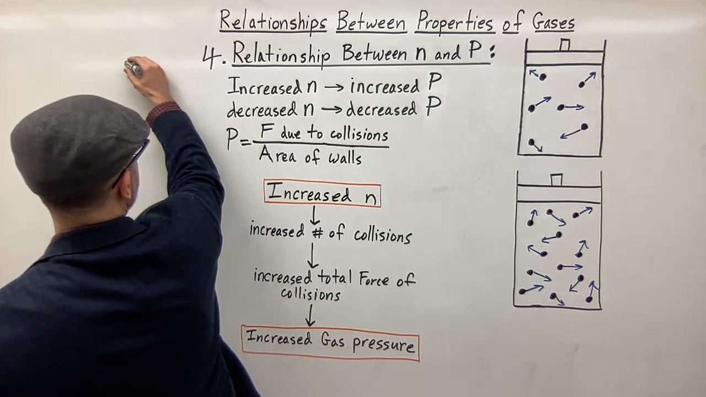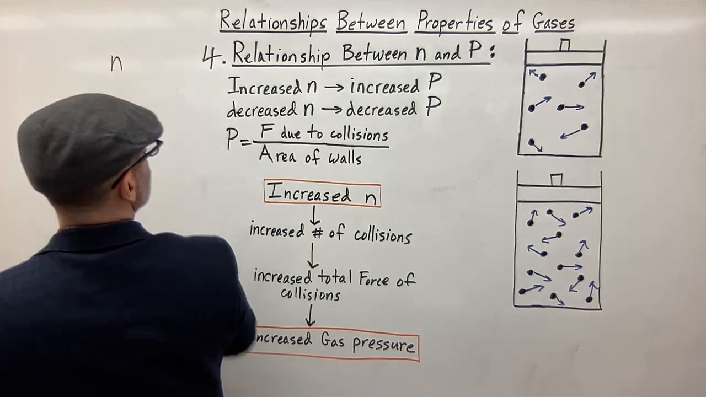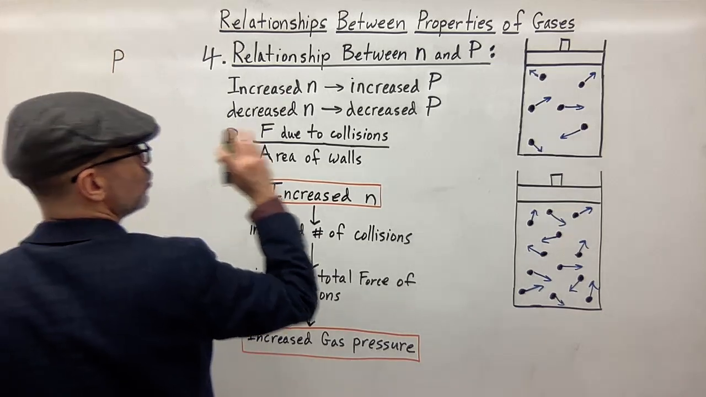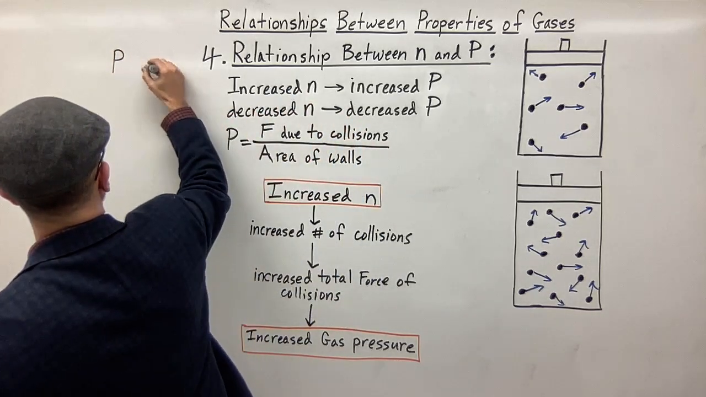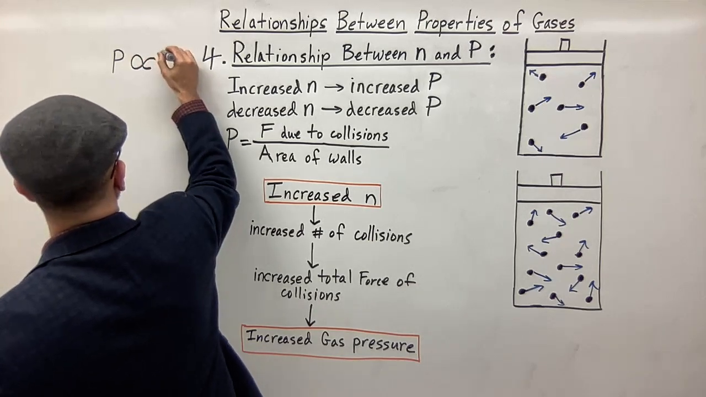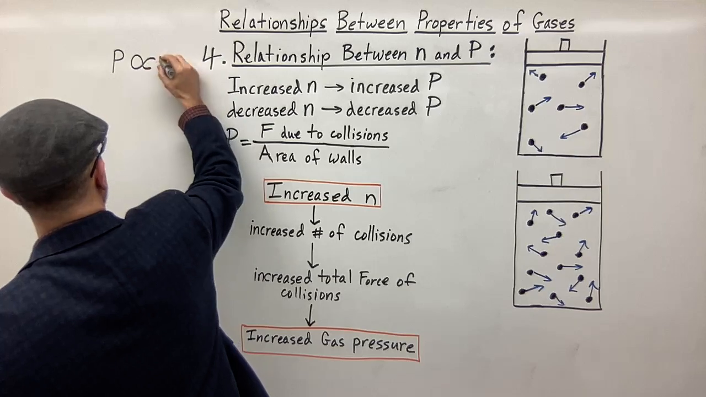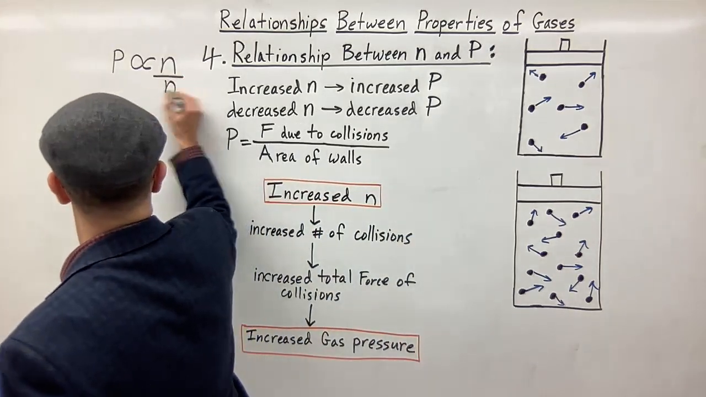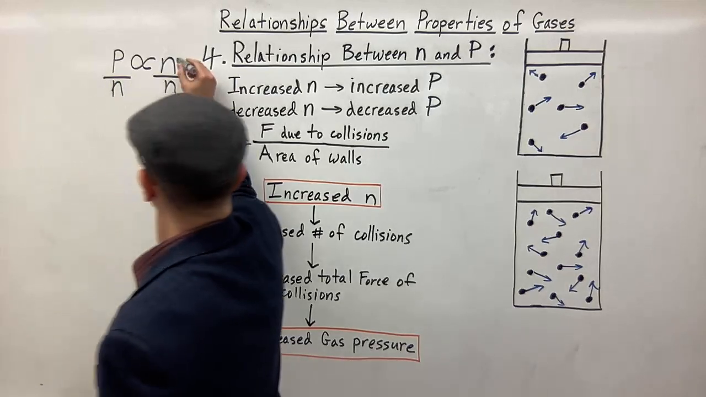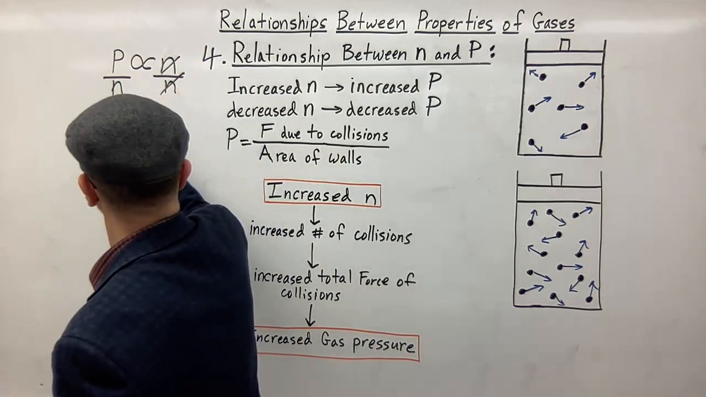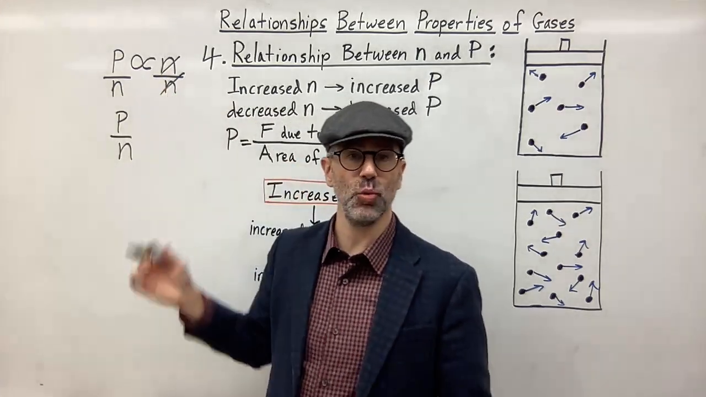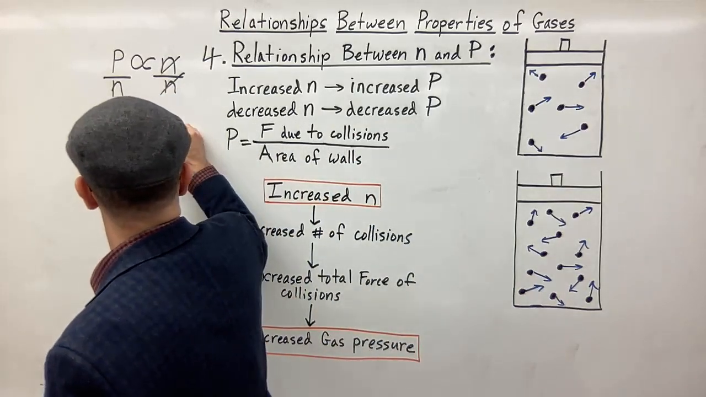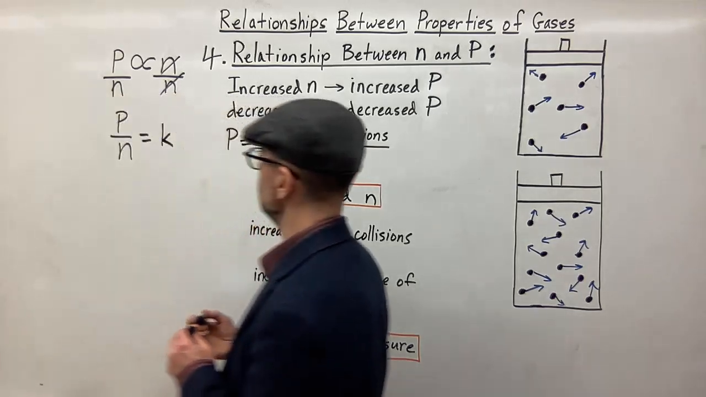So again, we can write that with the number of moles, N, and pressure. Pressure is going to be directly proportional to the number of moles of the gas, or the number of particles of the gas, N. So when we divide both sides by N, this will cancel out. We get P over N. Since N divided by N is 1, that's going to be a constant, related to a proportionality constant. So that's going to be equal to a constant.